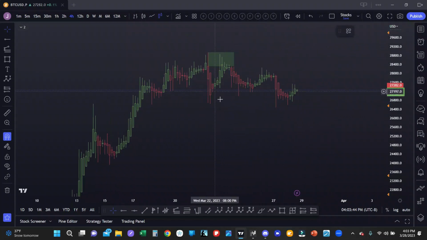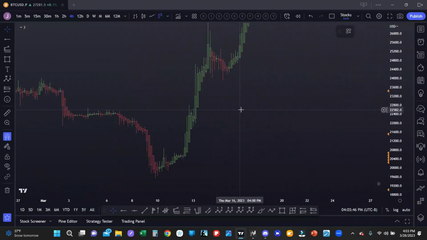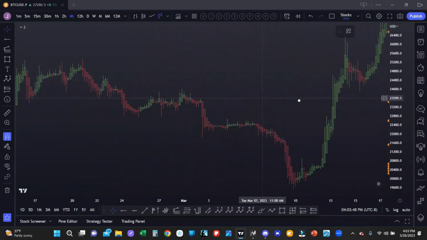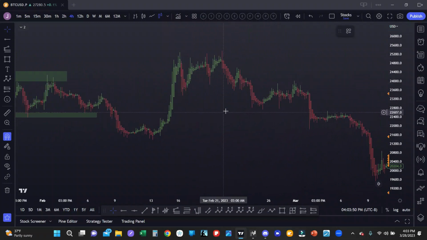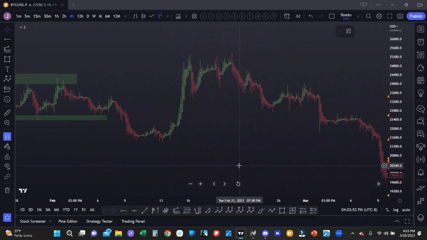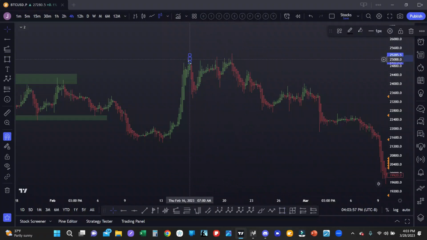I like to see, if I'm looking for a supply area, let me show you an example. I would most likely be looking for something like this, where you have the green candle, and then you have your rejection down, 1, 2, 3 candles down. Okay, and so I would only take it from the wick. I only take them from the wick.